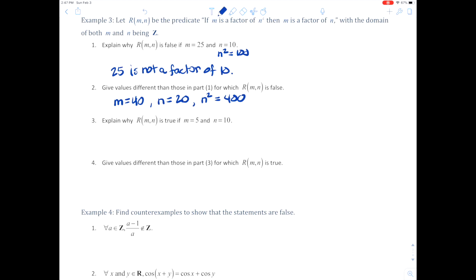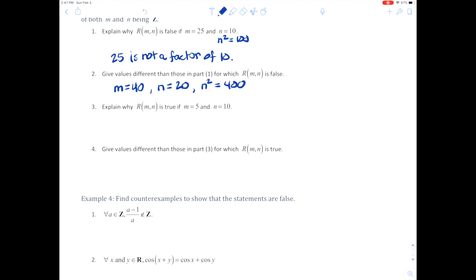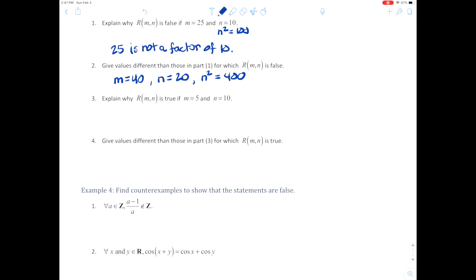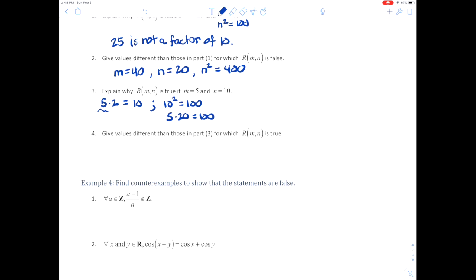Great. All right, number 3, explain why the predicate is true if m equals 5 and n equals 10. Well, 5 is a factor of 10, and we can look at it as 5 times 2 is equal to 10, and so thus 5 is a factor, right? Well, let's also take a look at 10 squared equal to 100. Well, 5 times 20 is equal to 100, so 5 is definitely a factor of n squared. And so I kind of did it in the reverse, but both of these statements are true, conditioned on m equaling 5 and n equaling 10.